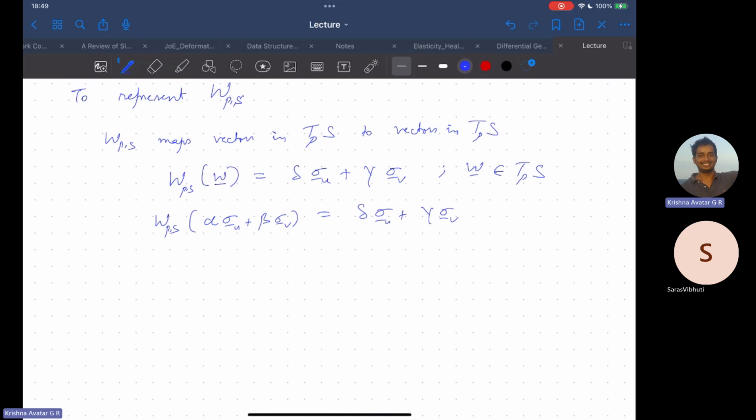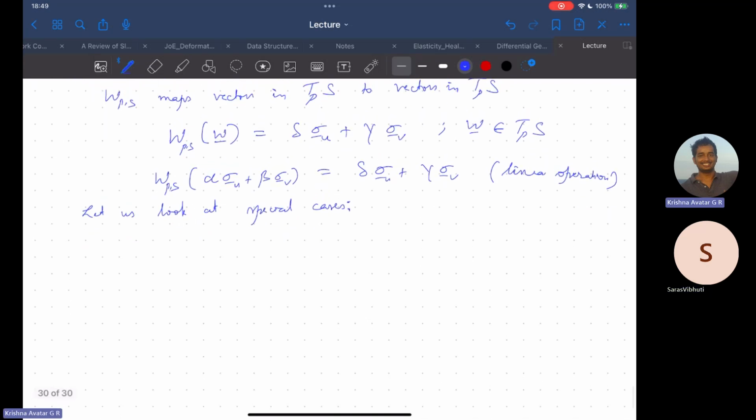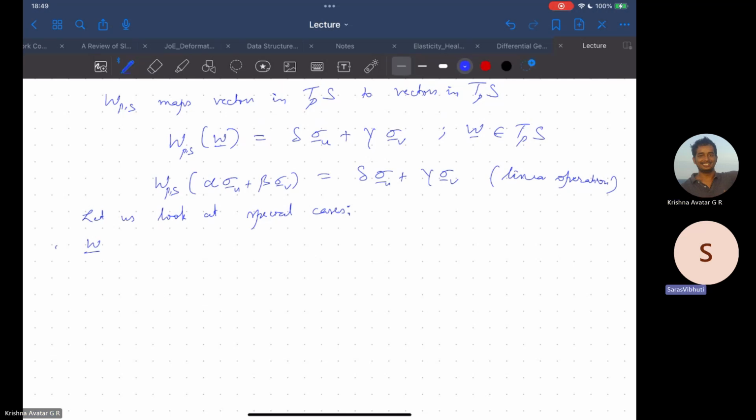Now you'll say, okay, why not look at special cases? Because this is a linear operation, let's look at special cases. The special cases mean, number one, why not take W to be sigma_u itself.